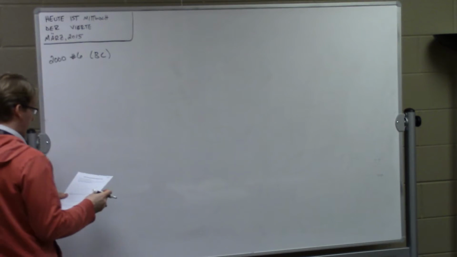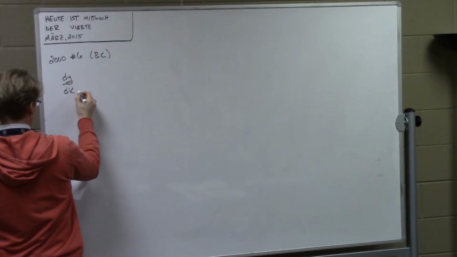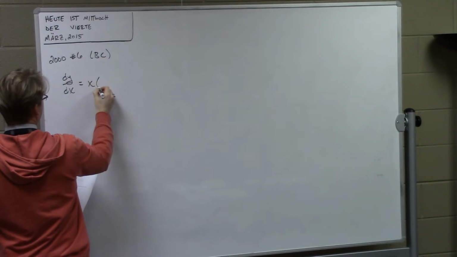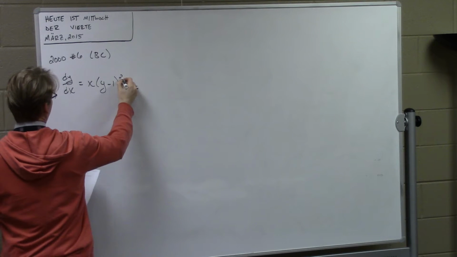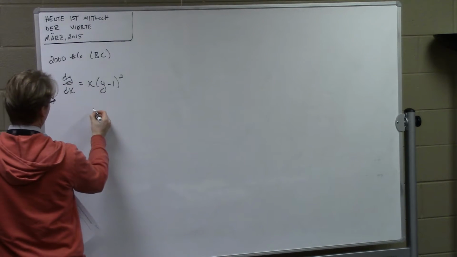So here's where they start us. Consider the differential equation where dy/dx is equal to x times (y minus 1) squared. Part A, draw the slope field with the dots.